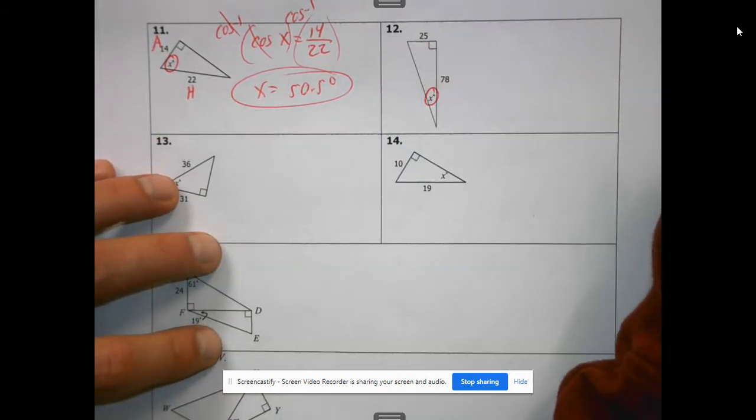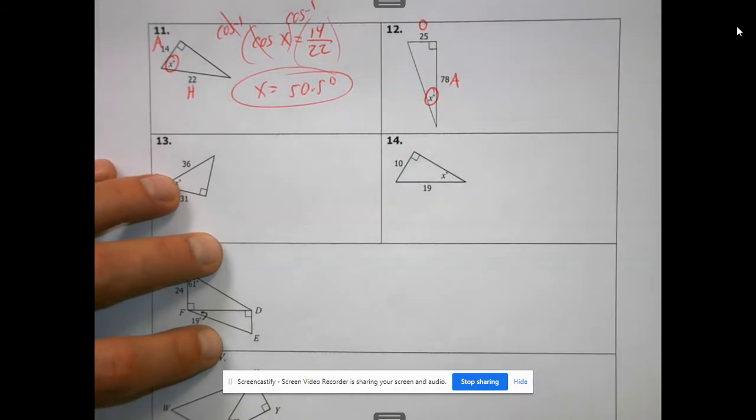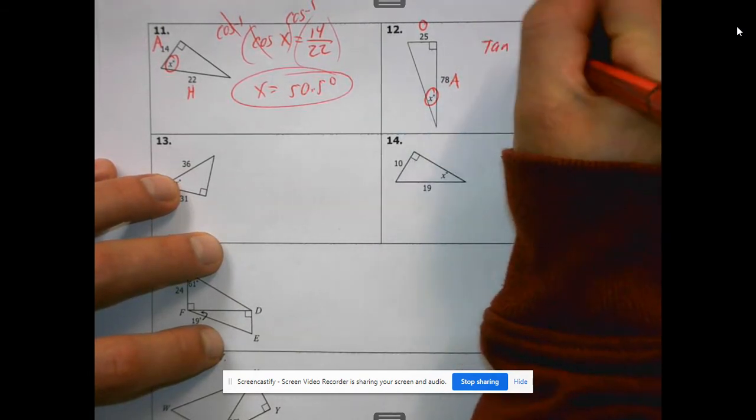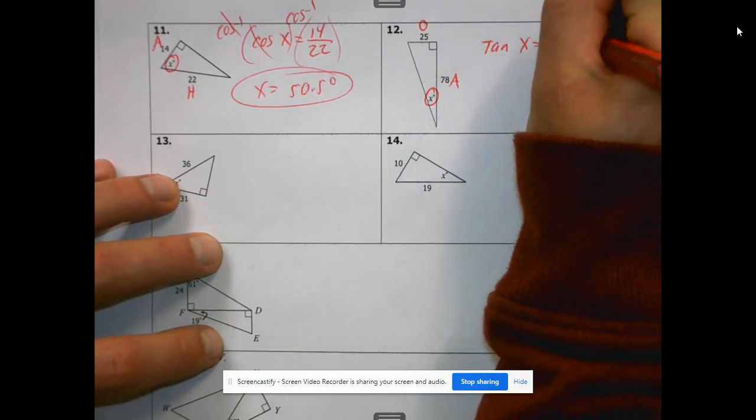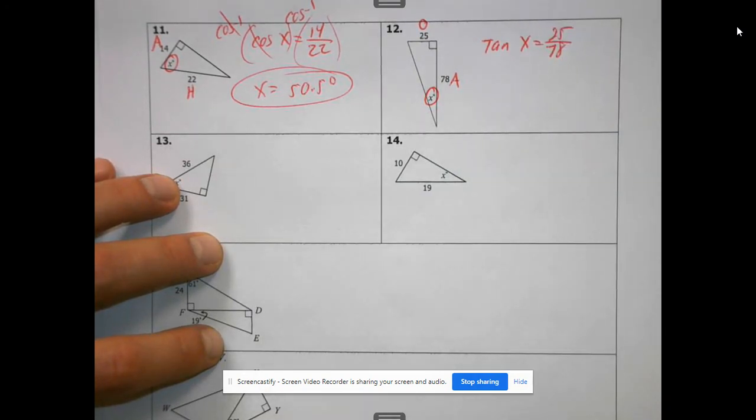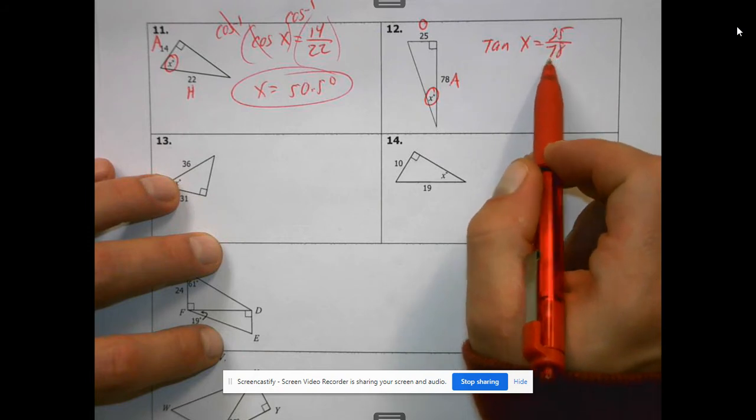12, missing an angle once again. 78 is your adjacent leg. 25 is opposite. O and the A, you're going to use tangent. Tangent of x, opposite 25 over adjacent 78. Second tangent, 25 over 78.